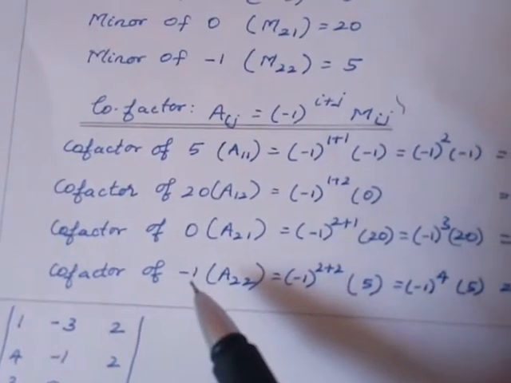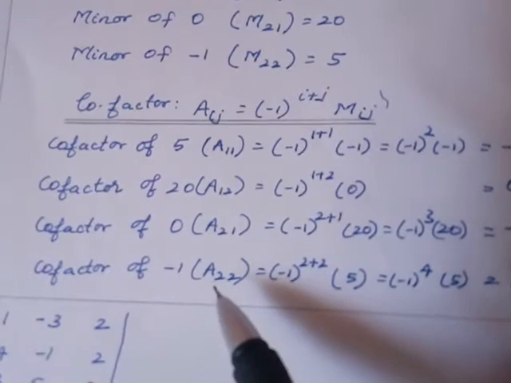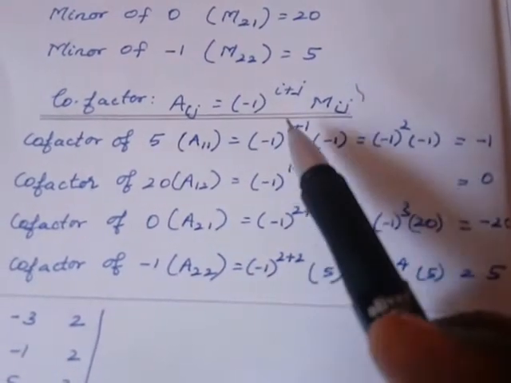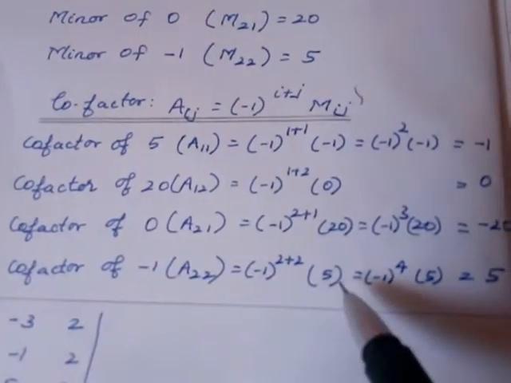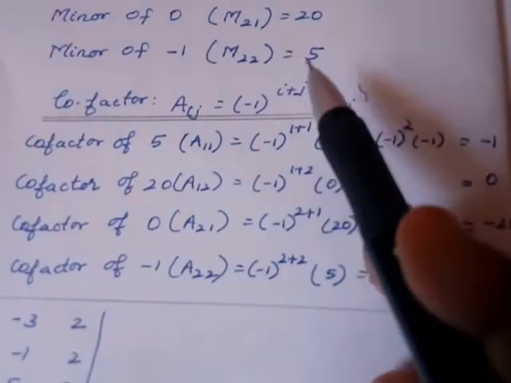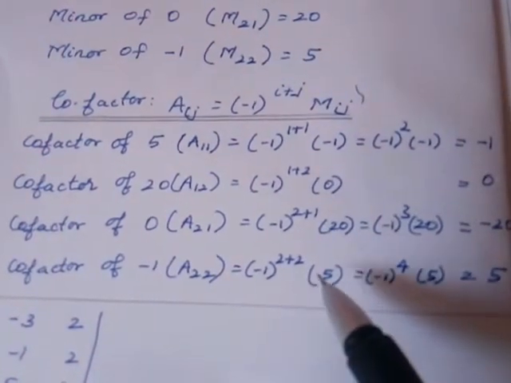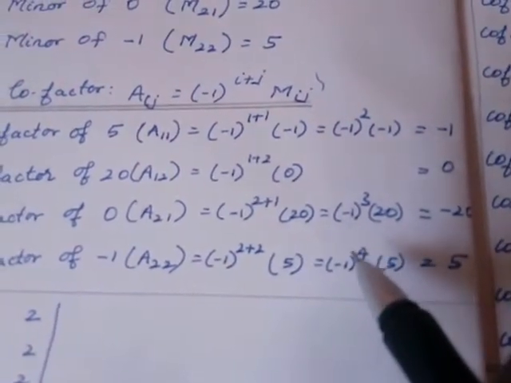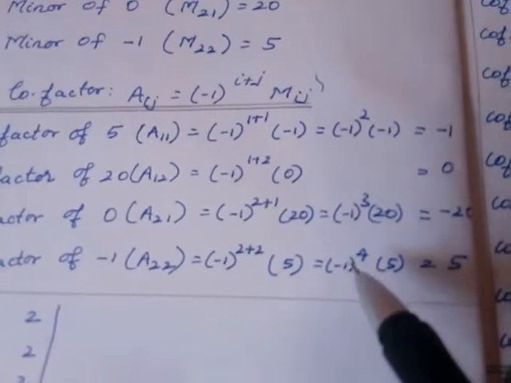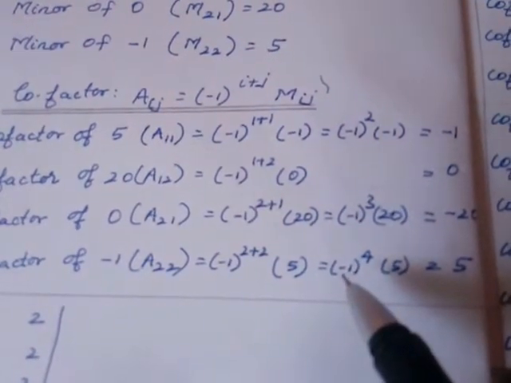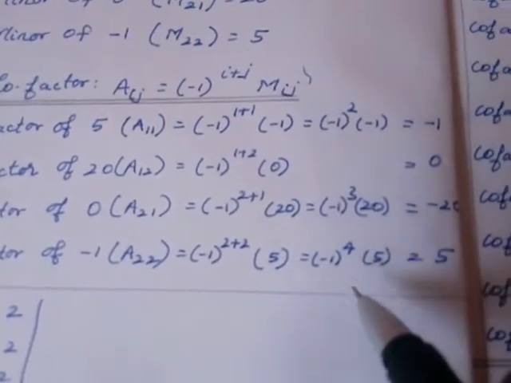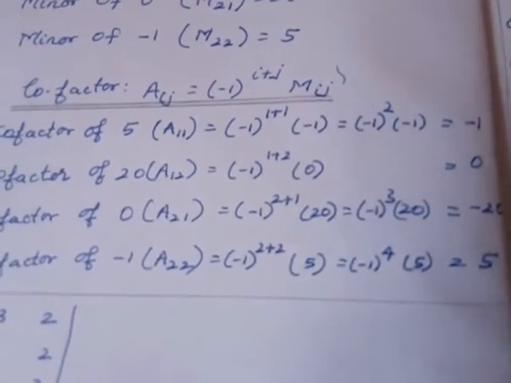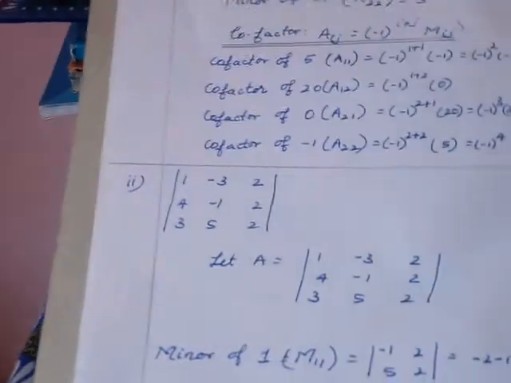Cofactor of minus 1, last element. It is located in second row second column. Minus 1 whole to the power i plus j is 2 plus 2 into M22 is 5. 2 plus 2 is 4. So minus 1 whole to the power 4, any even number present on the power. If you simplify, you will get the answer in positive. So 1 into 5, answer is 5. That is all about the first sum. Now let us move to the second sum.